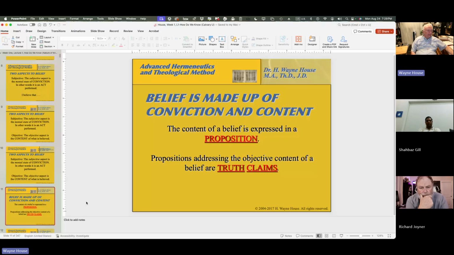Propositions addressing the objective content of belief are truth claims. People claim, I know a truth. Now, that judge I mentioned a while ago, I was reading his opinion, he had a truth claim. He thought something was so, and I'm thinking, how did he get to that? How did he get to his viewpoint? It didn't just pop in the sky. It came based on something of a conviction he had. But he claims, well, religious people have convictions and beliefs. Yeah, they do. And so do judges that are not religious. Yeah, exactly.